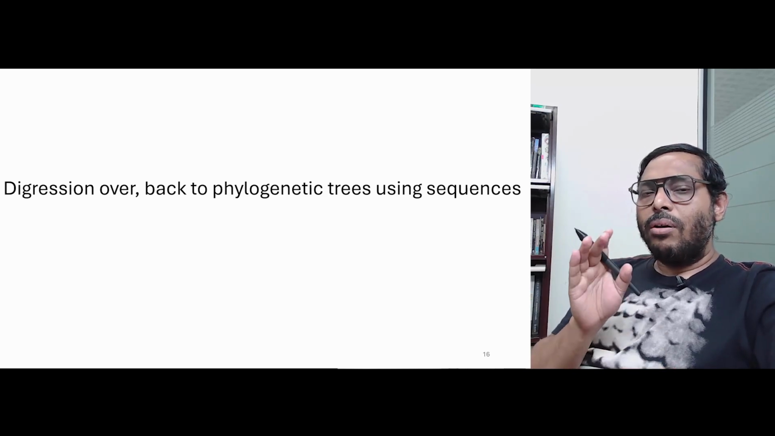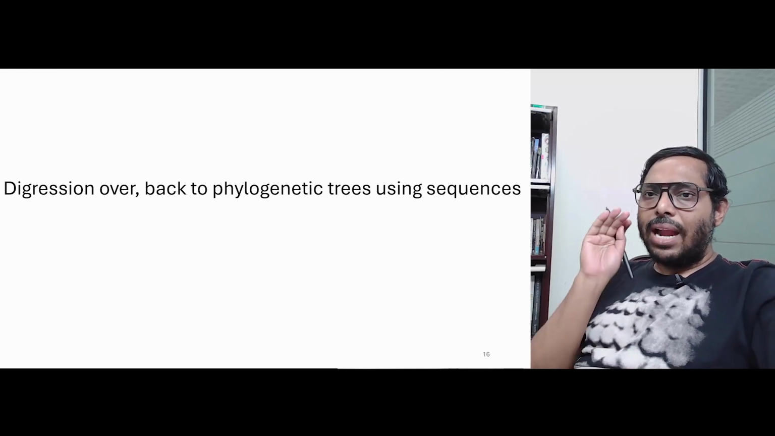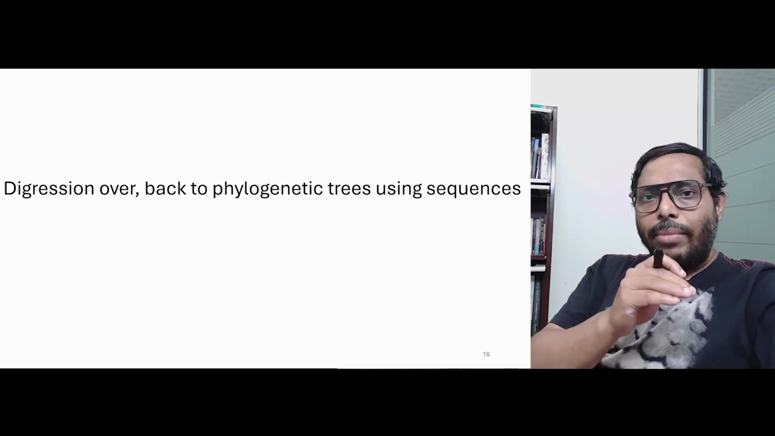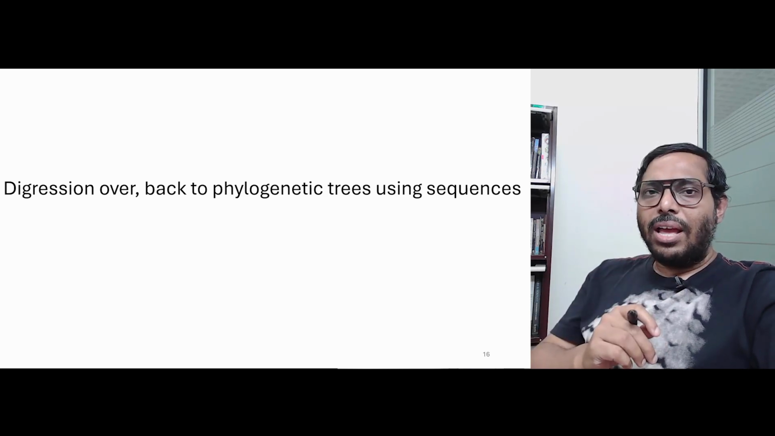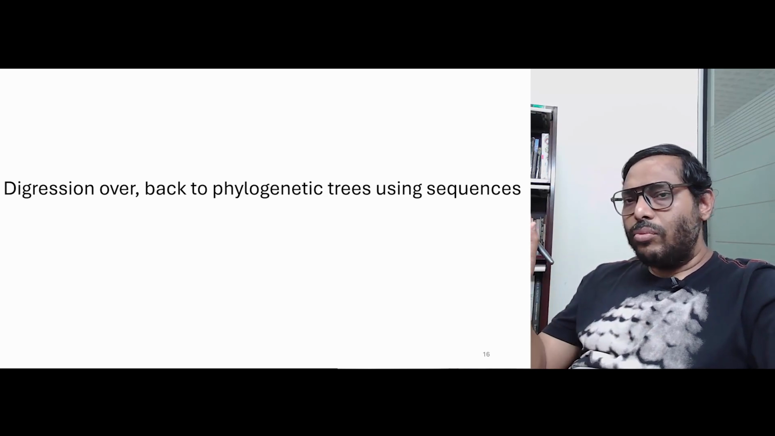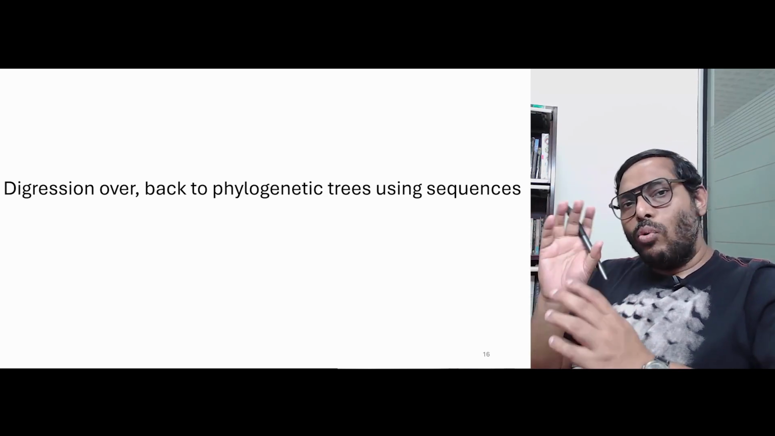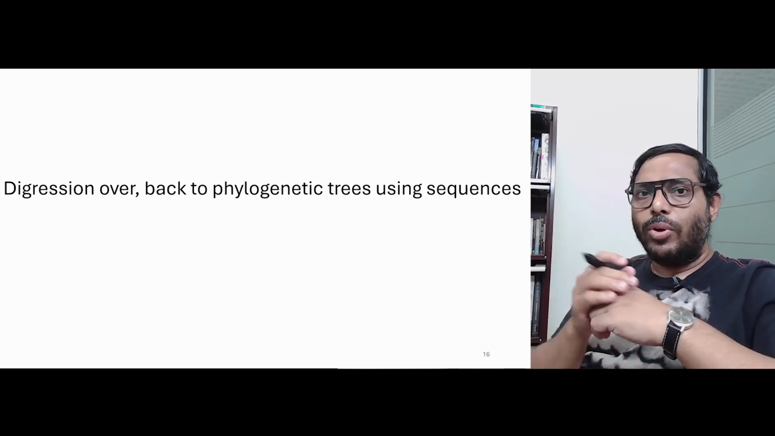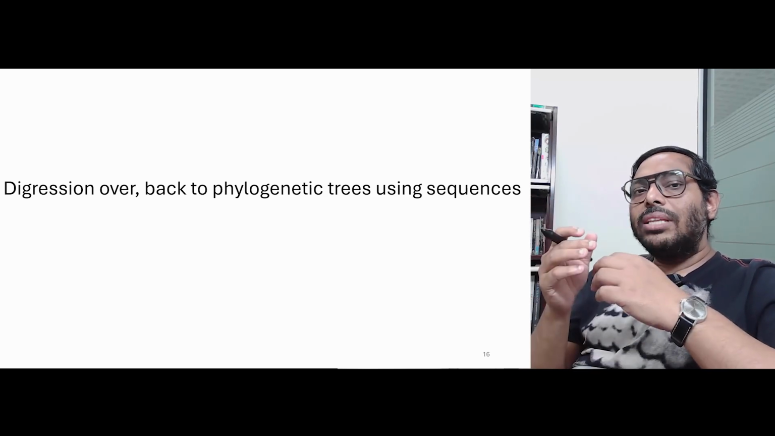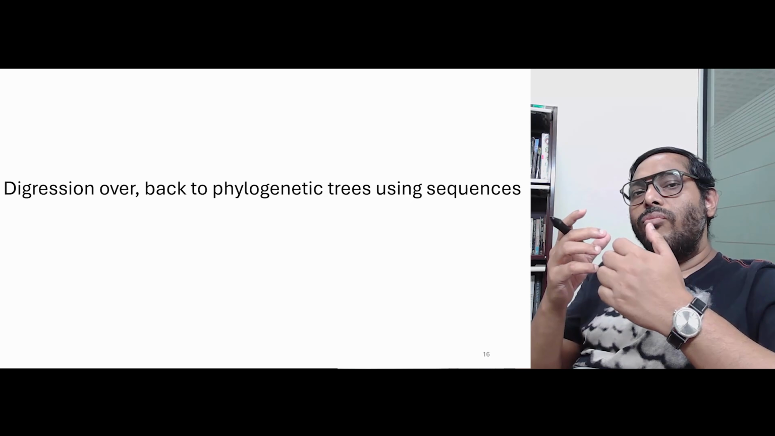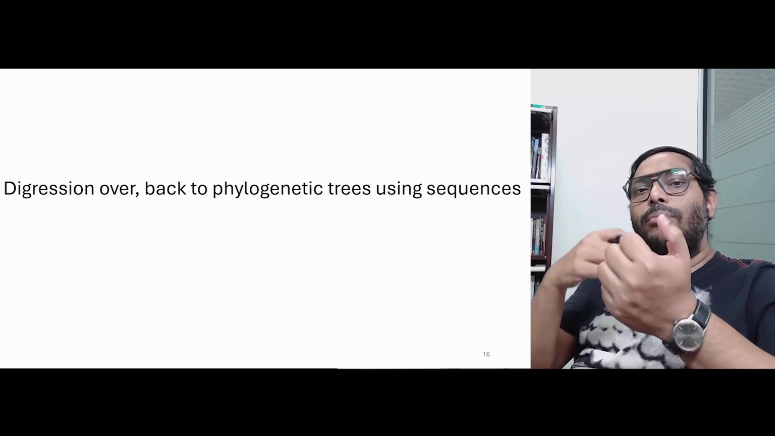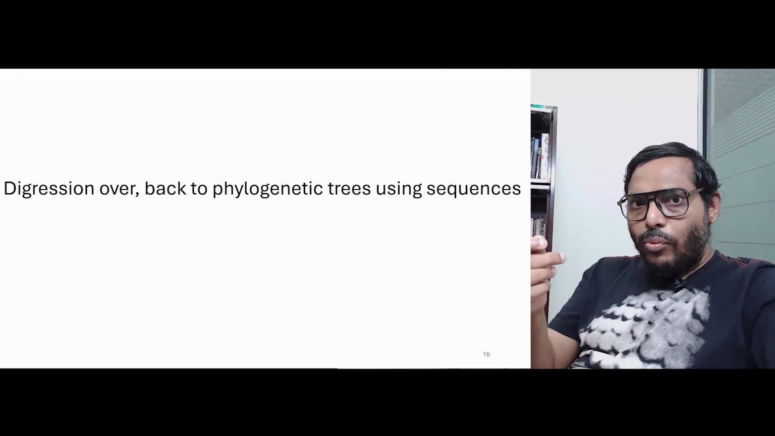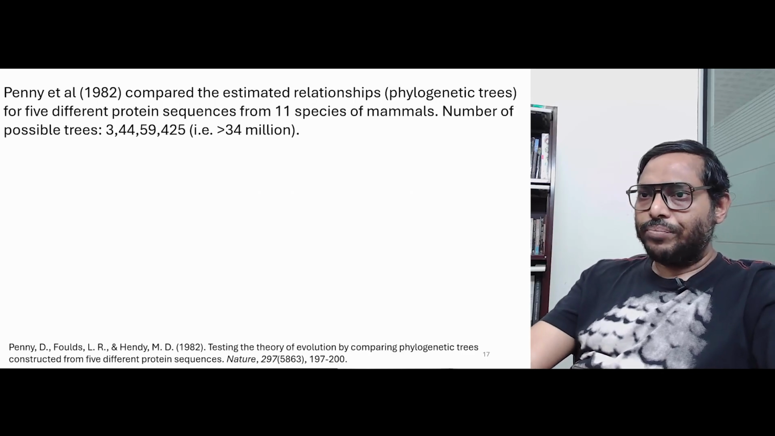But remember, our primary question is, if we have trees that have been made using one method, let us say using morphological data, and trees that have been made using other methods, how well do they correspond with each other? We said that they correspond fantastically, and then we said that even trees which are made with different genes or different proteins correspond very well to each other. Now, that is the one for which I want to give you an example.